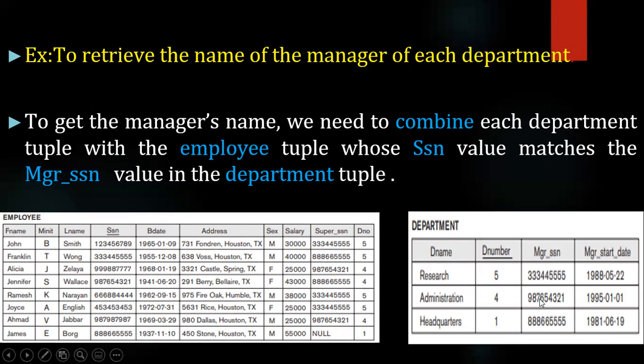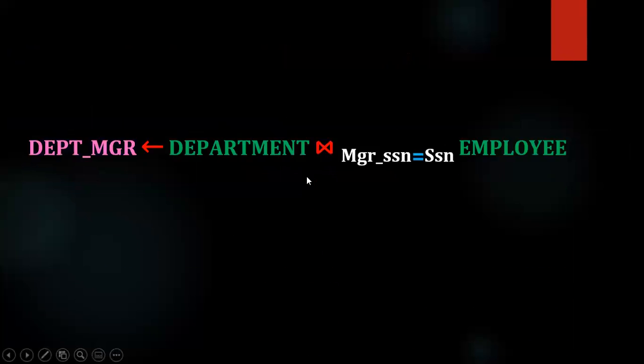Similarly, if I go for 987, it matches with the last but one. So like this, each and every MGR SSN will be compared with all tuples of employee SSN. Only matching tuples will be kept, unmatching tuples will be rejected. So this is the working of equi-join. We'll see the result.